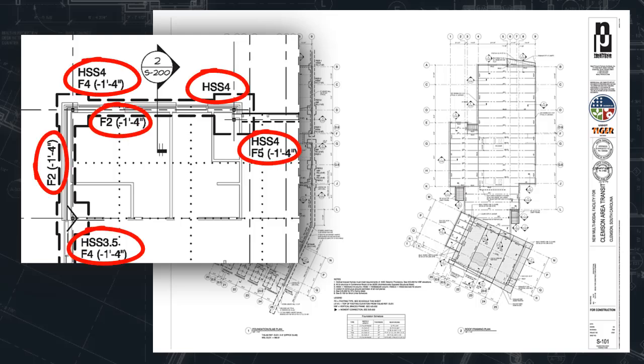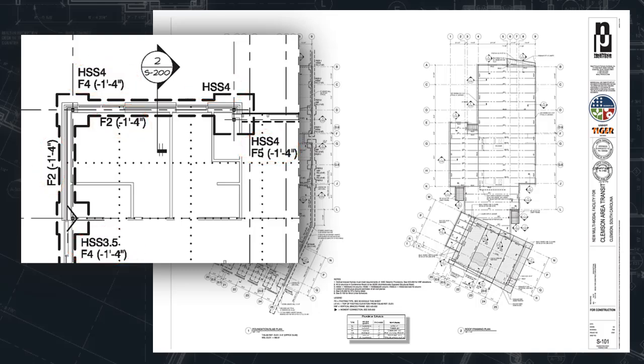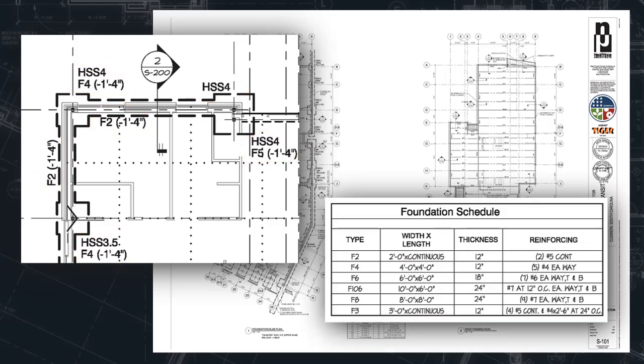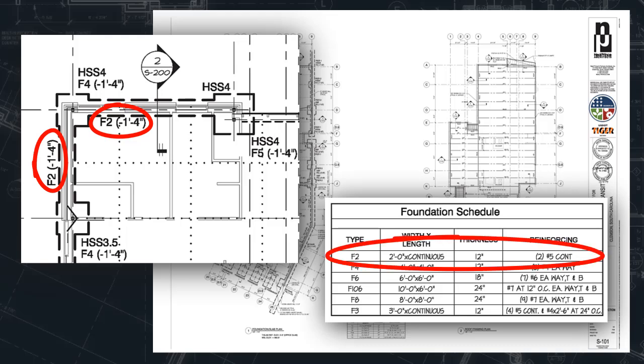These drawings use designations to describe the footings. And then you have to look up those designations in a schedule. And as we've learned in the past, the best place to look is on the drawing itself. So as in this example, where we have a designation of F2, when we look that up in the schedule, we find that that footing is a 2-foot continuous footing.